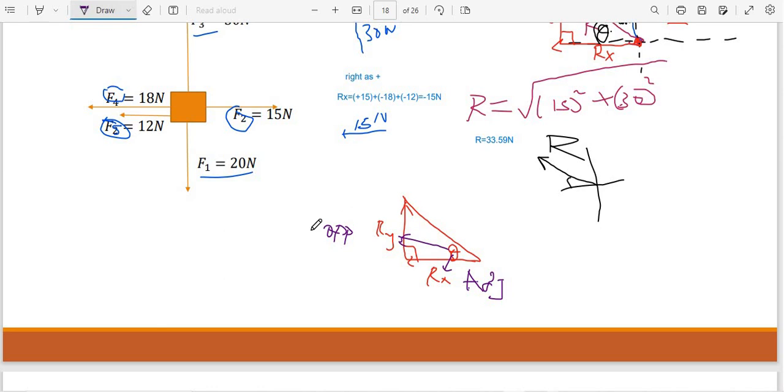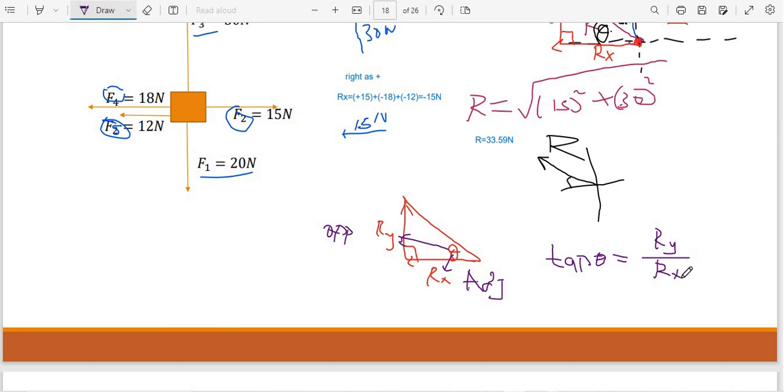We know what the opposite side is. We know what the adjacent is. Which trigonometric ratio can we use to find theta? You guessed it right. We can use the tangent of theta. So this will be tan theta. Tan of theta is equal to opposite, which is Ry, divided by adjacent, which is Rx.